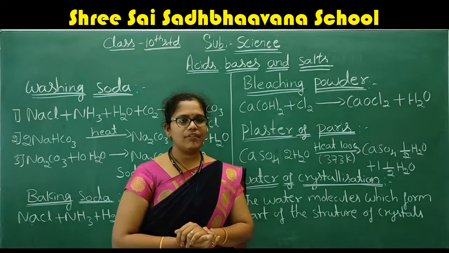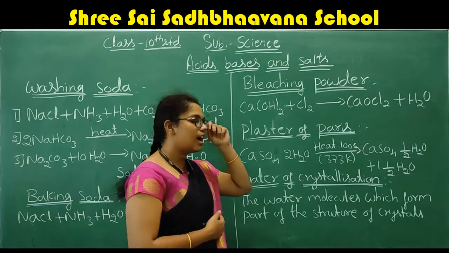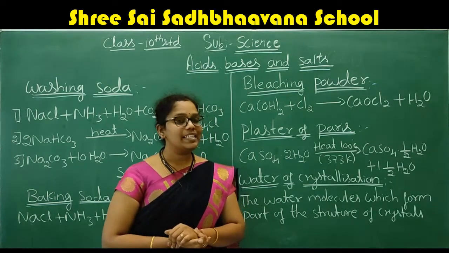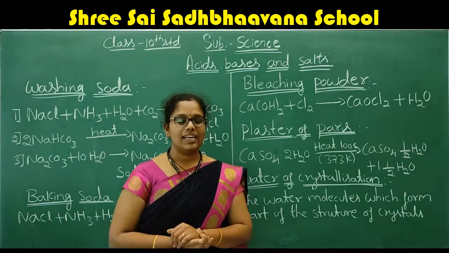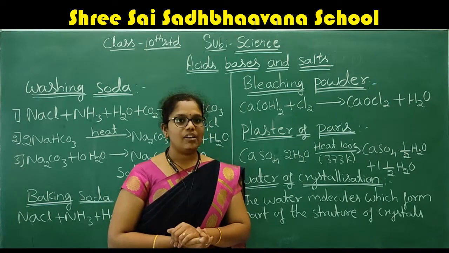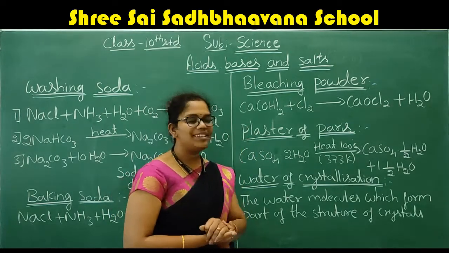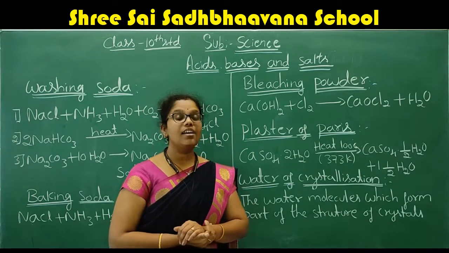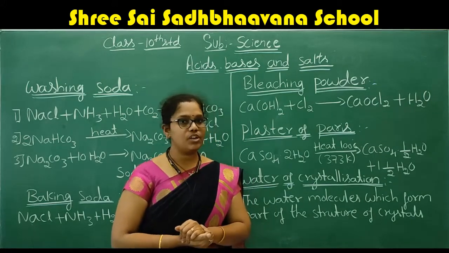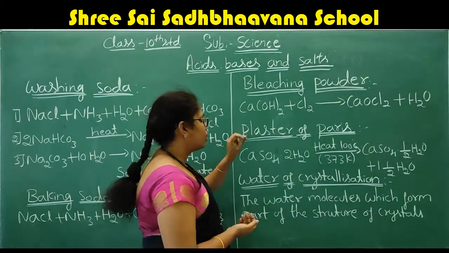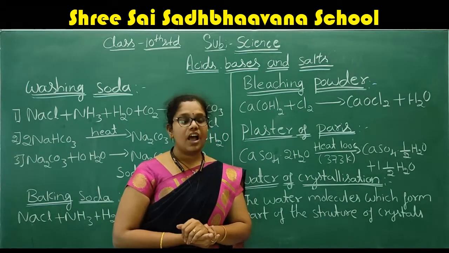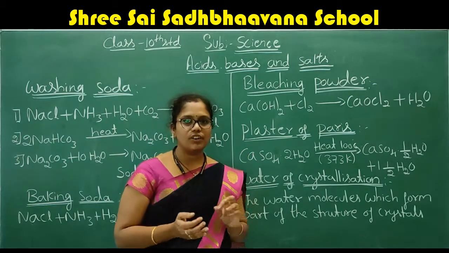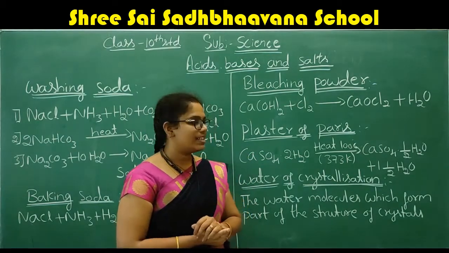If you see the properties of bleaching powder, it is white and amorphous. It is not in crystalline form, it is in amorphous form. Also, it does not dissolve completely in water. These are some of the properties and uses of bleaching powder. After that, next we are going to discuss the last salt of this chapter, that is plaster of Paris.